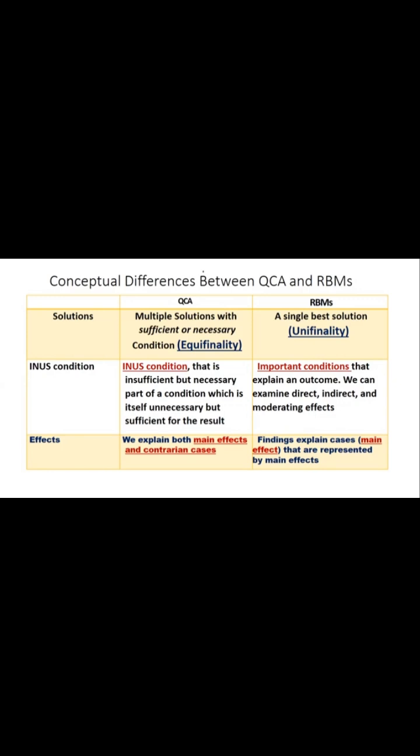Effect. We explain both main effect and contrarian cases. Sometimes we explain that this is the main effect, and that is how many cases are contrary to that particular solution. So we know more about the result. When we use a regression-based method, we find and explain main effect only. We will get the main effect of all dependent variables, which may be the best solution, but sometimes it is an impractical solution.